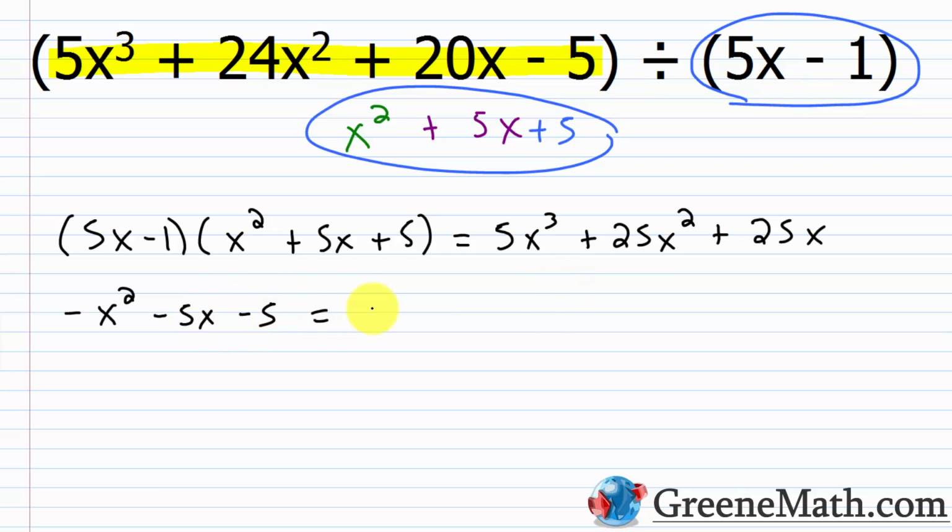So just combine like terms, I'd have 5x cubed. I have 25x squared and -x squared. That would give me plus 24x squared. I have 25x and minus 5x. That would be plus 20x. And then I have minus 5. So if I look at this guy right here, it completely matches this guy up here. 5x cubed plus 24x squared plus 20x minus 5. So again, if you're struggling, you can always check your answer using multiplication.